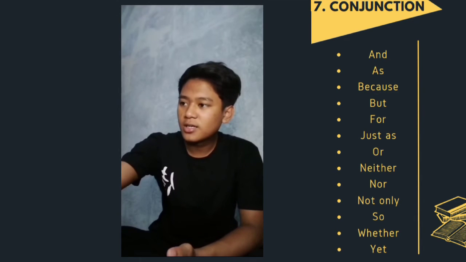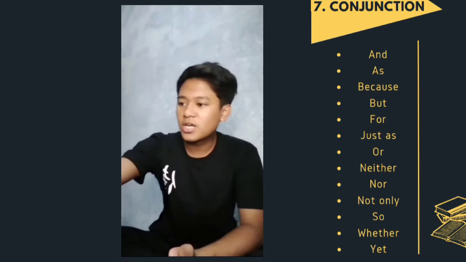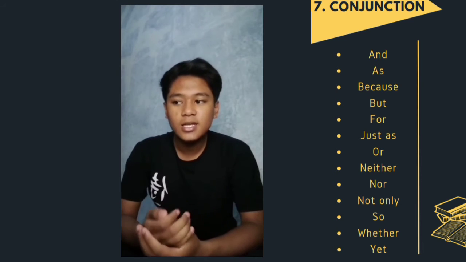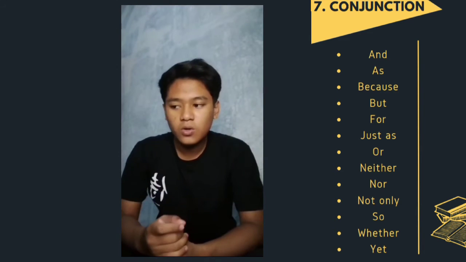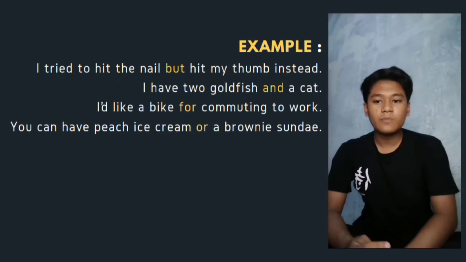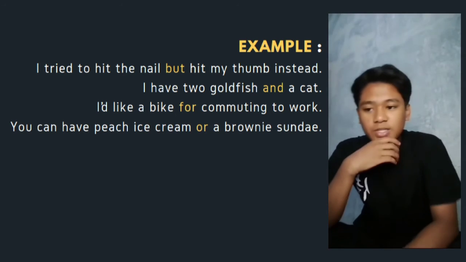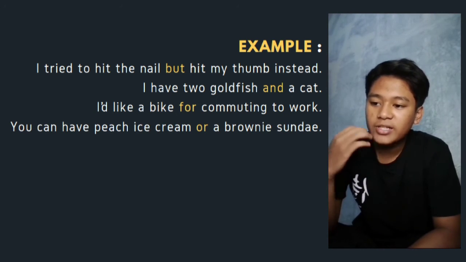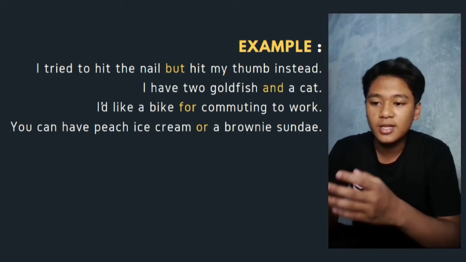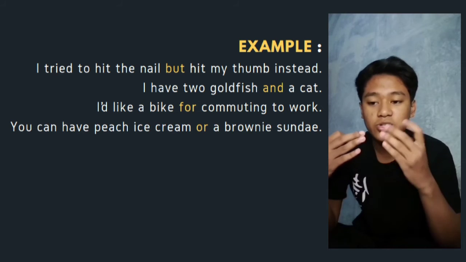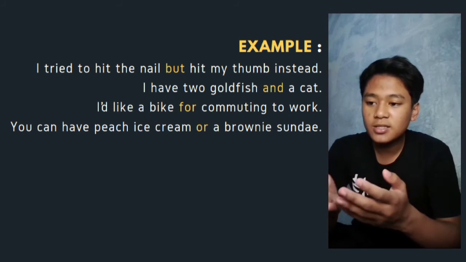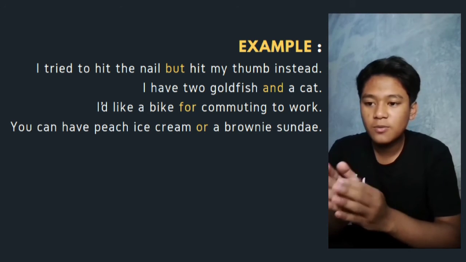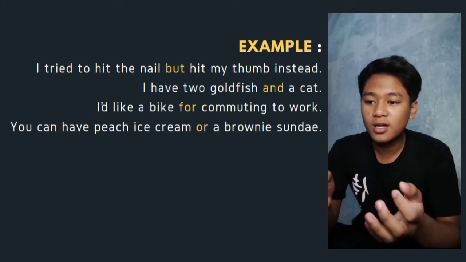Here are many kinds of conjunction. The first ones are and, as, because, but, for, just as, or, neither, nor, not only, so, whether, yet. So let's see the examples of conjunction. Look at the first example. I tried to hit the nail. That is the sentence. So we need a conjunction to connect this sentence with the "hit my thumb instead" sentence. So but here is used to connect these two sentences.